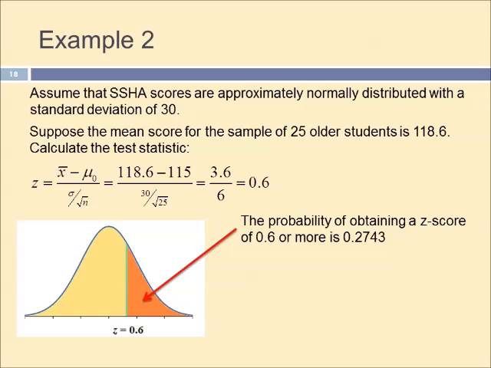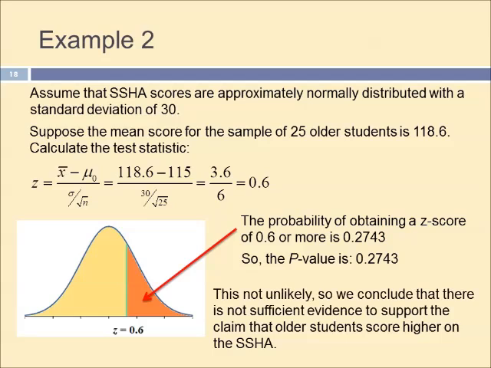The probability of obtaining a z-score of 0.6 or more is 0.2743. We obtain this value from the table or using software. So that's the p-value, 0.2743. So this is not unlikely. We conclude that there is not sufficient evidence to support the claim that older students score higher on the SSHA. In other words, the sample mean is higher, but it's not high enough to suggest that it's different from 115.